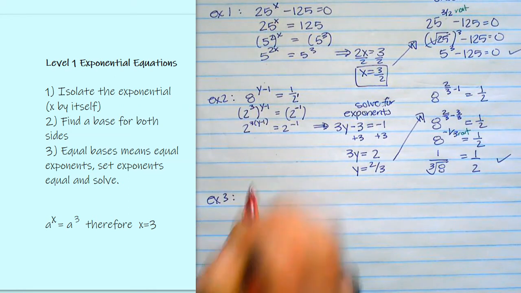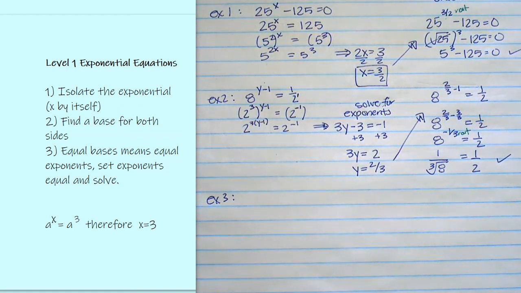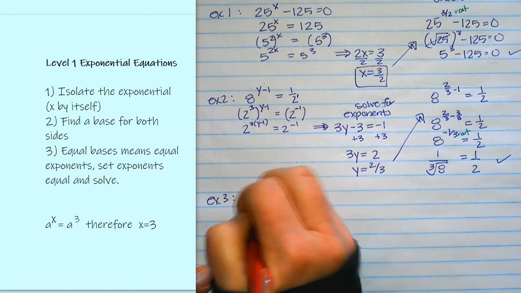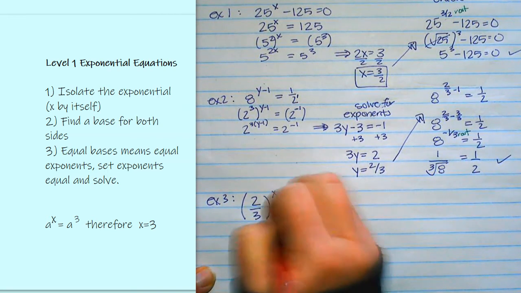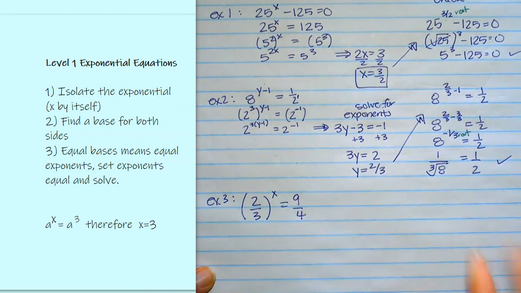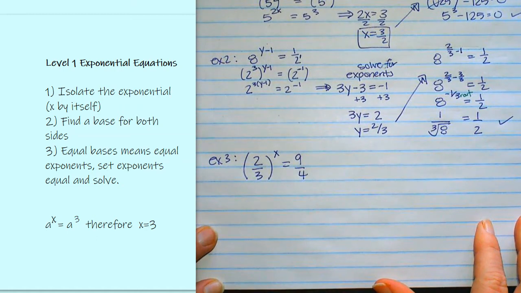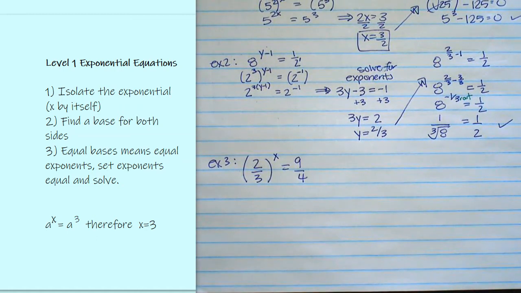Let's try another. So now I've got 2/3 to the x equals 9/4. So think about that for a second. You can see the 2 and the 3 and the 9 and the 4. You can see the relationship there. It depends on how you want to flip them to figure out what you want to do in your next step. We have the x isolated. We need to have the same base though. We don't have that yet.